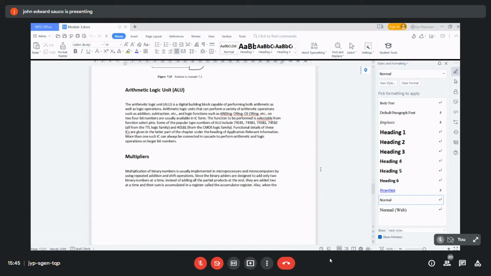So, itong arithmetic logic unit is a digital building block capable of performing both arithmetic as well as logic operation. Arithmetic operations such as addition, subtraction, etc. Then yung logic function naman is yung ANDing, ORing, XORing. Siya yung gumagawa nun. Two 4-bit numbers as usually available in IC. Popular na IC ginagamit bilang ALU: 74181, 74381 sa TTL, and then 4181 sa CMOS family.